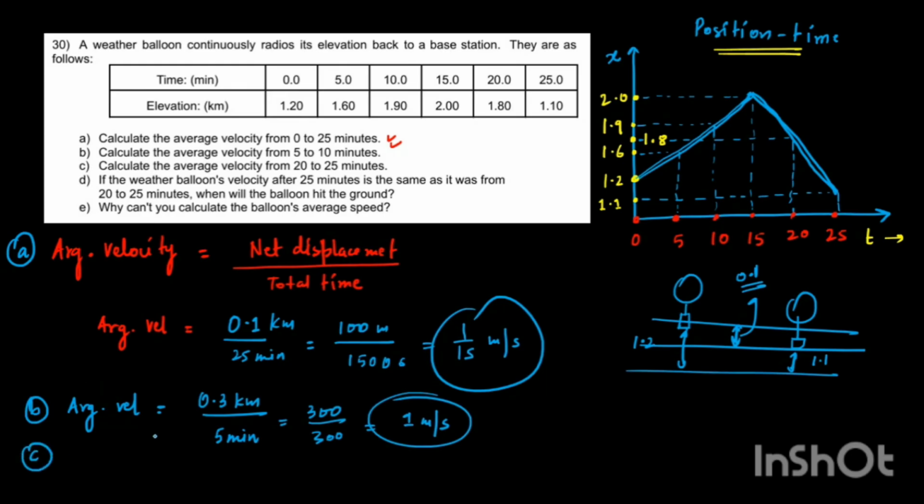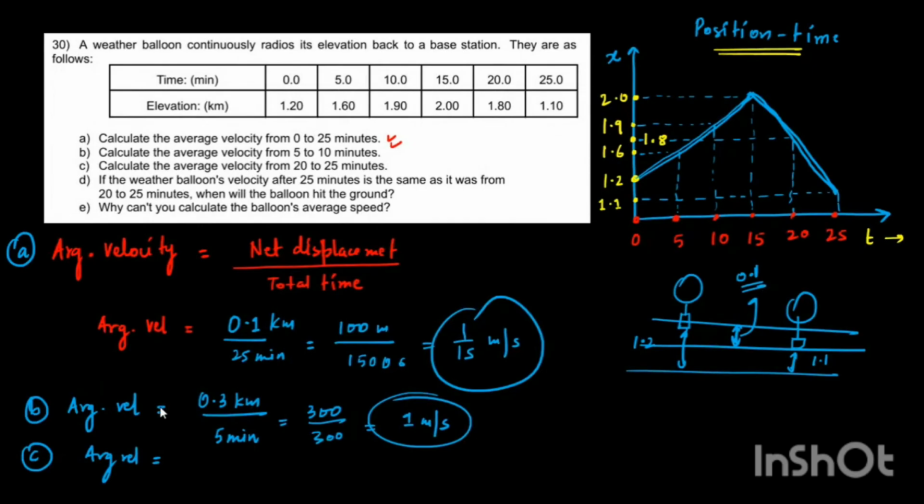In the third part, 20th to 25th minute, what is the average velocity? Tell me, what is the displacement? At 20 it is 1.8, and at 25 it is 1.1. So that's 0.7. And time, 5 minutes. So it is going to be 700 by 300. That is not 2.5, it is 2.33 meters per second.